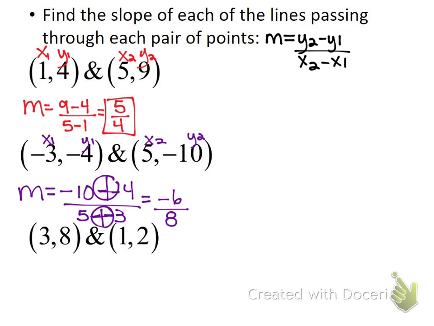Okay, what are negative 6 and 8 both divisible by? 2. Okay, negative 6 divided by 2 would be negative 3. And then 8 divided by 2 is 4. And now I'm finished. What kind of slope is this? Positive, negative, undefined, or 0? Negative. Yeah, negative, because that's a negative sign.